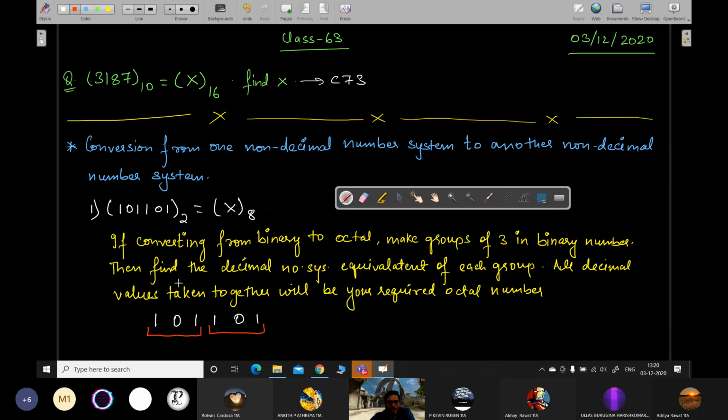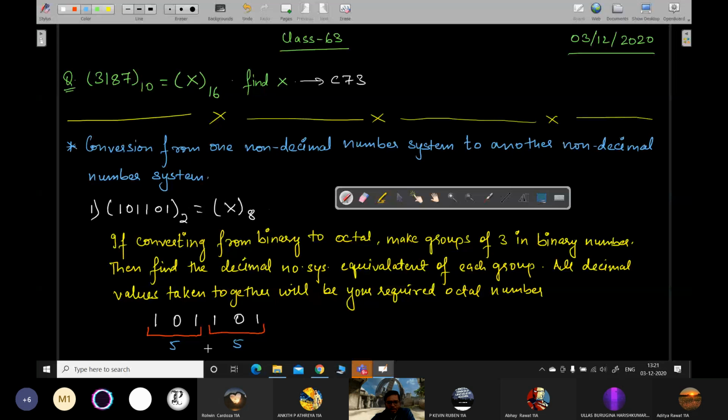Now, for each of the groups, find the decimal number system equivalent. What will be the decimal equivalent of each group? 101, if it is in binary, what will be the value of this in decimal? 5, sir. 1, 2, 4. The middle one will be cut because 0 into 2 will be nothing. So this will be 4 plus 1, that is 5. Here also 4 plus 1, that is 5.